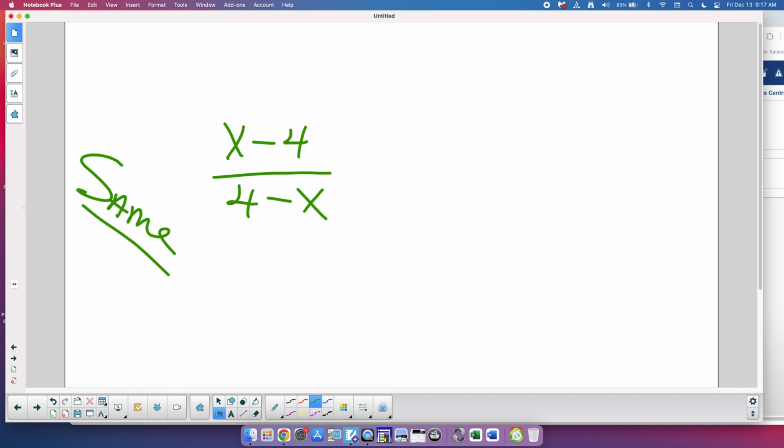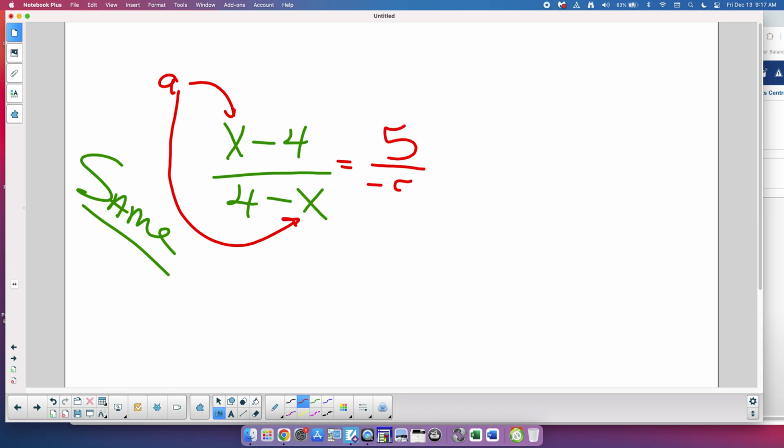No. Okay, give me a number for x. Just any number. 9. Okay, 9 goes in here. You would get 5 over negative 5, which makes negative 1, not 1. They're not the same. They're different, but there's a word for this.